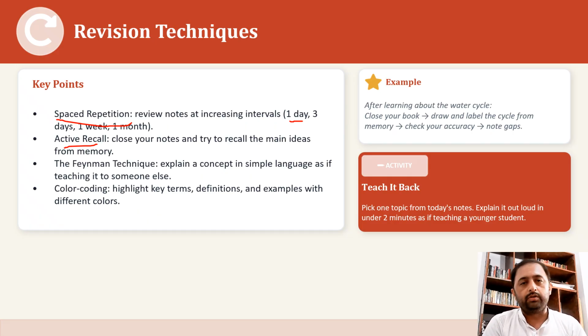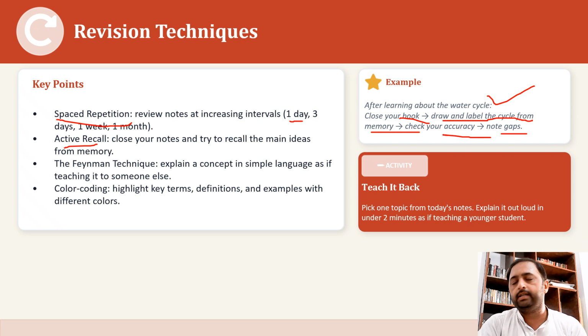Now, color coding. It highlights key terms, definitions, and examples with different colors. Students also use a highlighter for this when they are reading. For example, after learning about the water cycle, close your book, draw and label the cycle from memory, check your accuracy, and note gaps. If you are noting gaps, then you can fill those gaps after reading twice.